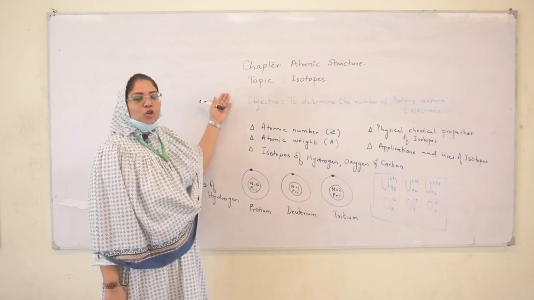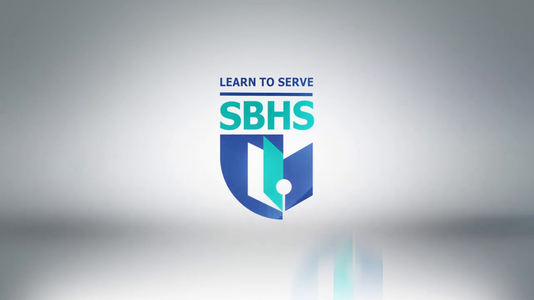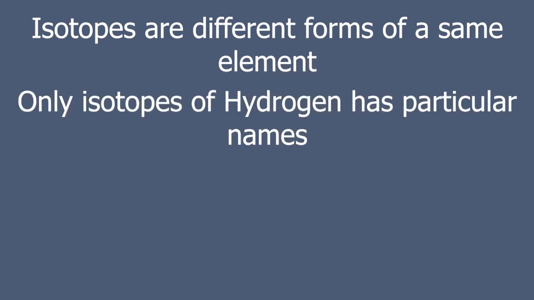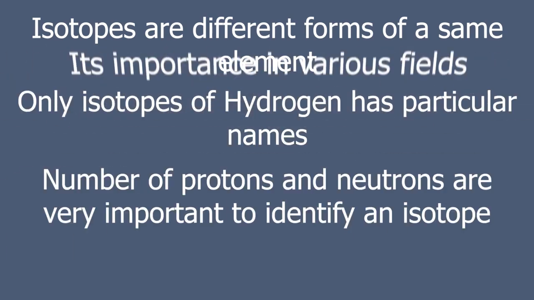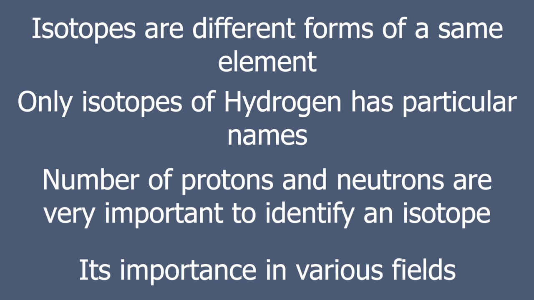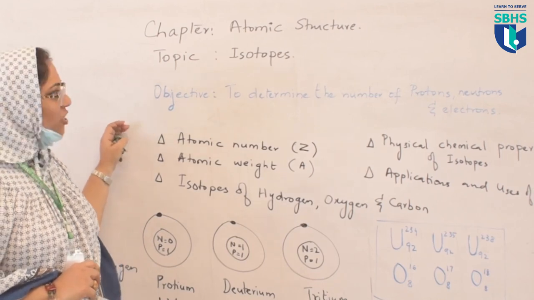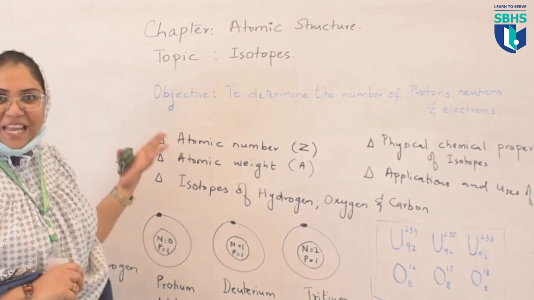Today our topic is isotopes from the chapter Atomic Structure. Our objective today is to determine the number of protons, electrons and neutrons of any element.